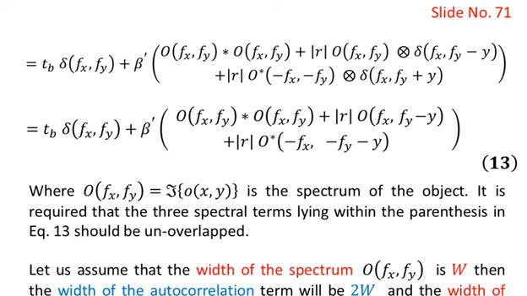So this autocorrelation term can be rejected, because if R mod is much stronger, then you can neglect the contribution of O autocorrelated with O. This spectral contribution can be neglected if R mod is much stronger.